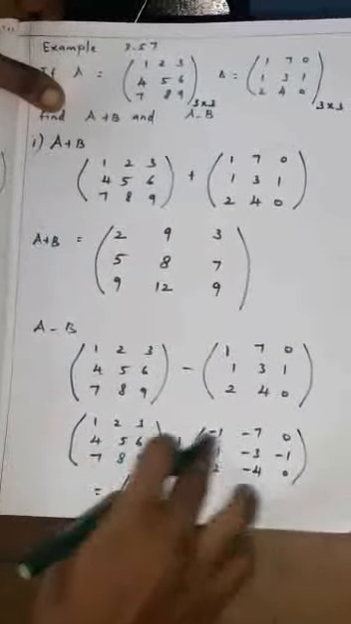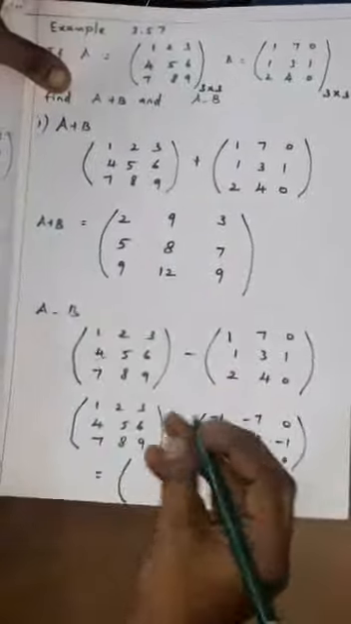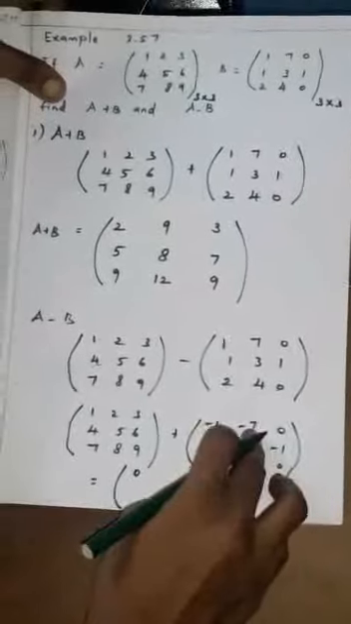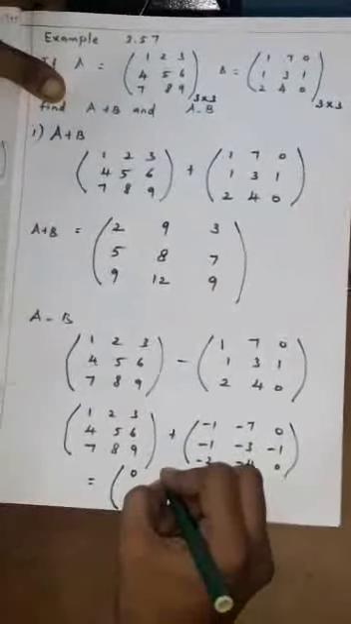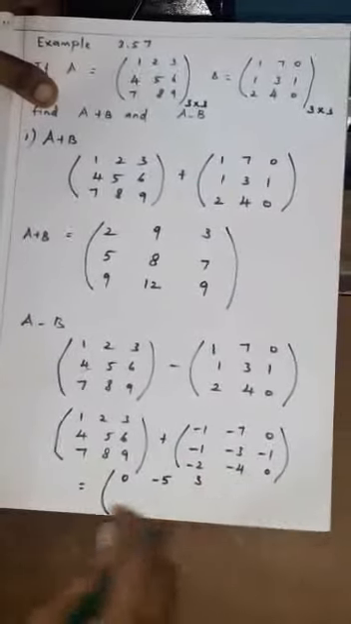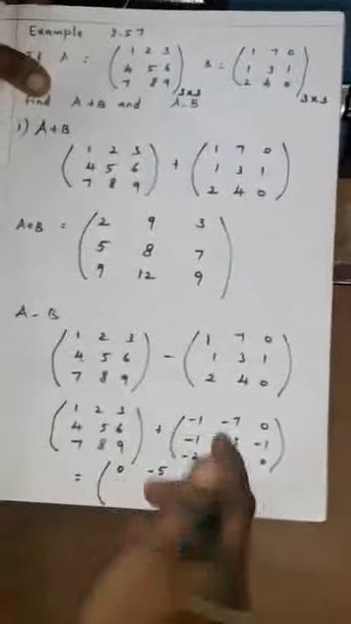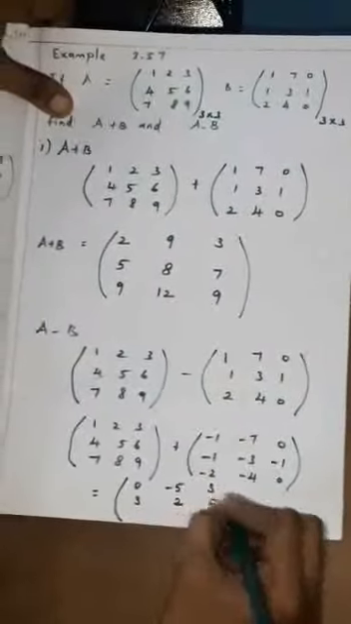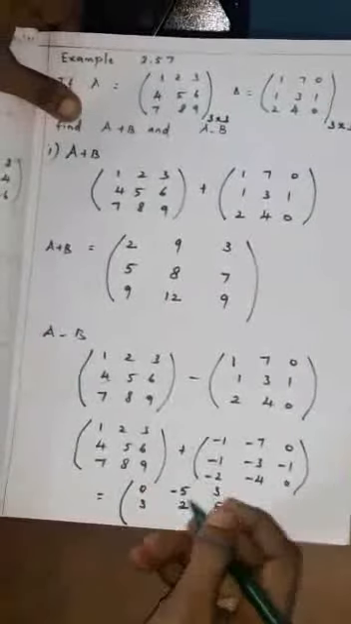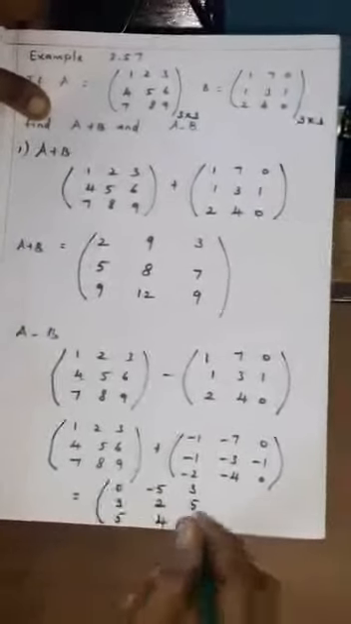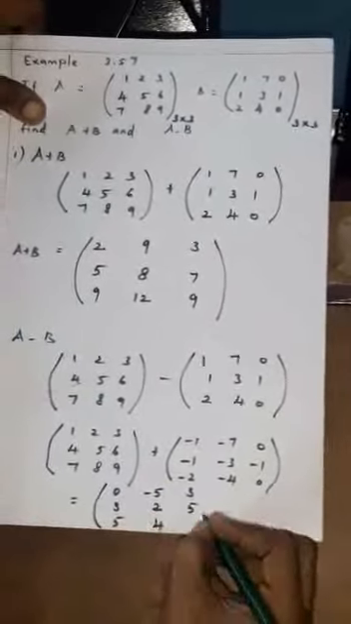First row, first element: 1 minus 1 equals 0. Then 2 minus 7: 7 is the bigger number, 7 minus 2 is 5, and the sign of the bigger number is minus, so minus 5. Then 3 plus 0 equals 3. Second row: 4 minus 1 equals 3, 5 minus 3 equals 2, 6 minus 1 equals 5. Third row: 7 minus 2 equals 5, then 8 minus 4 equals 4, then 9 plus 0 equals 9.